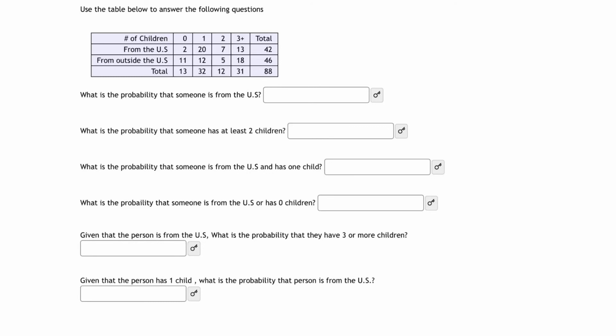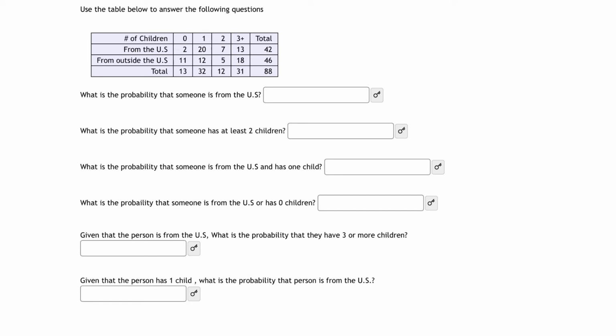For this problem, we're given a table and then a series of questions based on that table. So let's just get started. The first question says, what is the probability that someone is from the U.S.? So based on that table, what is the probability that someone is from the U.S.?